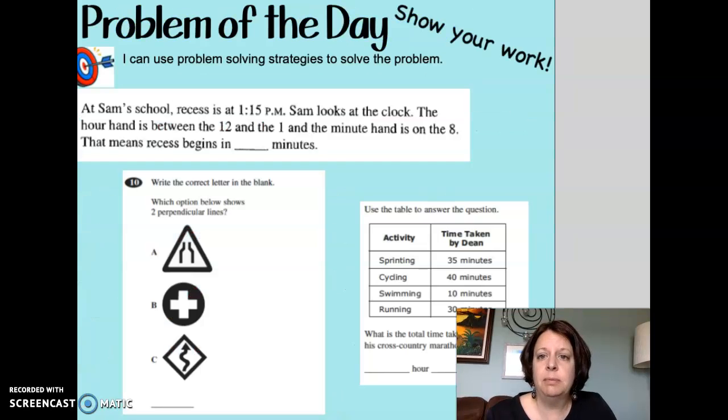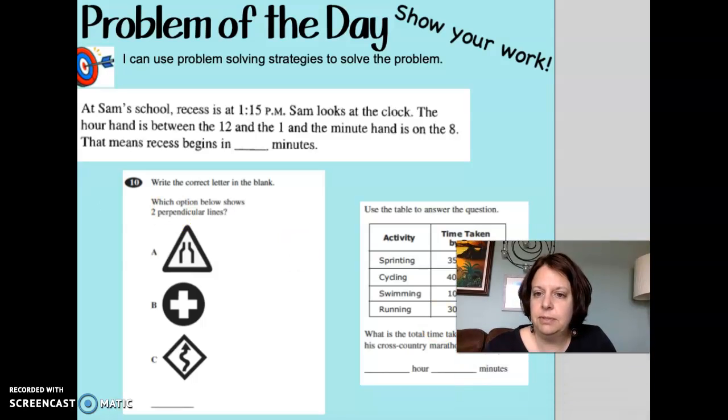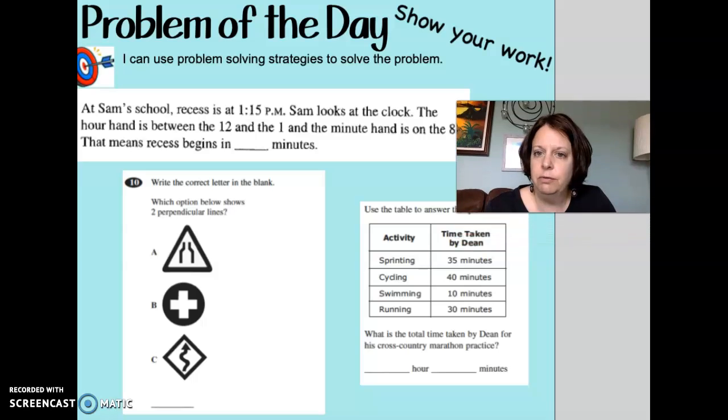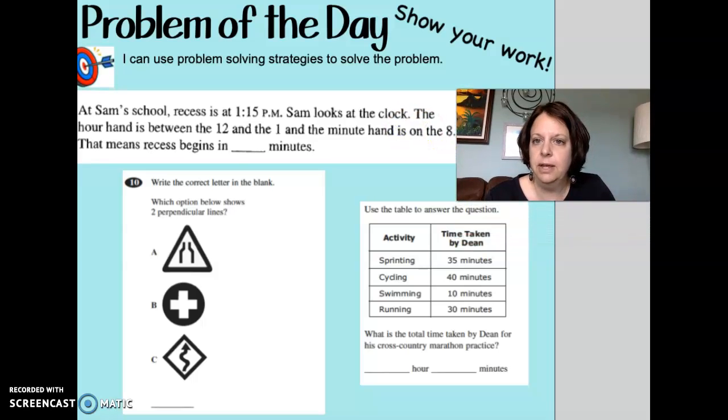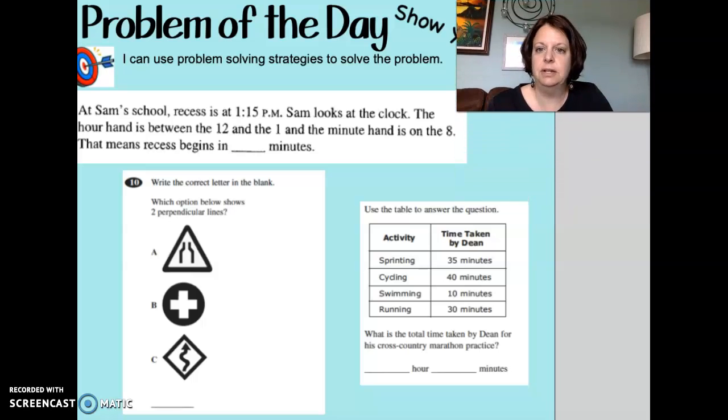Now it's time for our problems of the day. We have 3 different problems today. I thought, you know what? Variety is what they say is the spice of life, so let's do it. Okay, I'm going to move myself up to the top here. All right, so our problem of the day, our learning target is I can use problem-solving strategies to solve the problem.